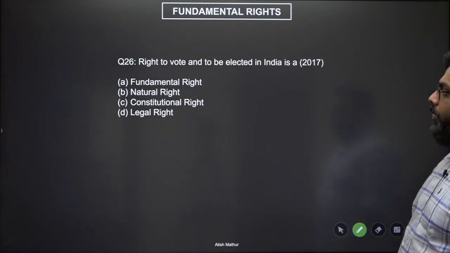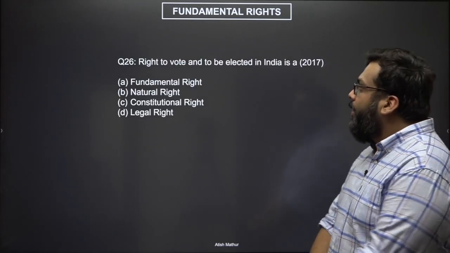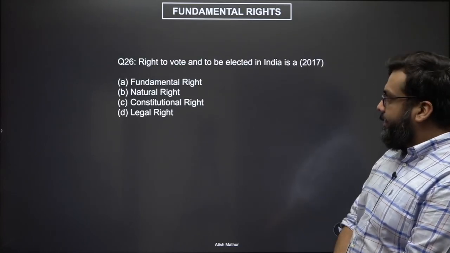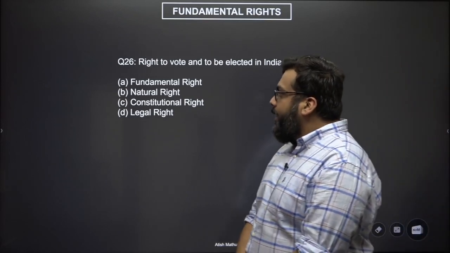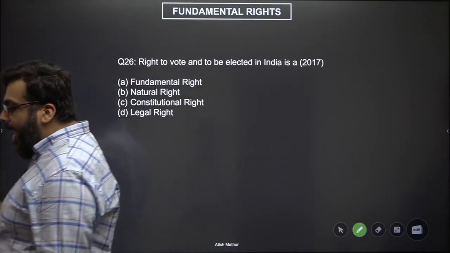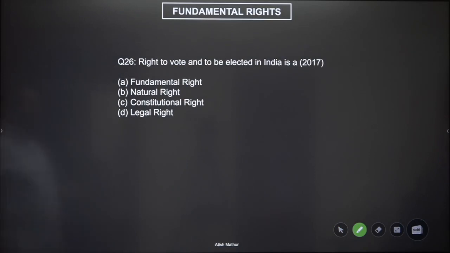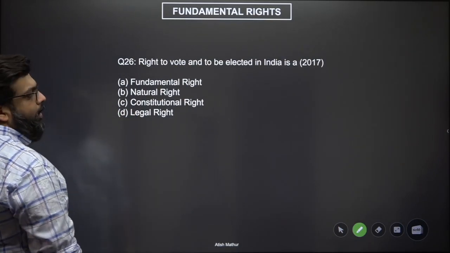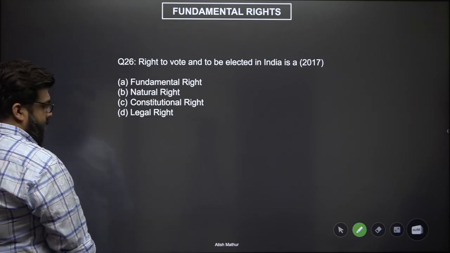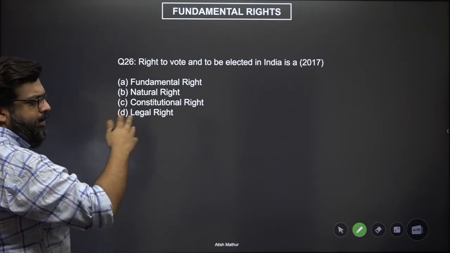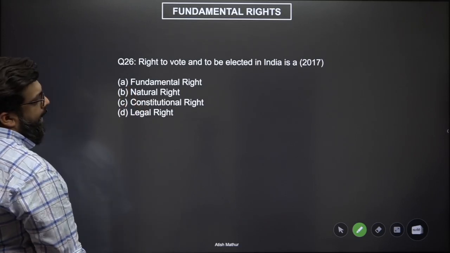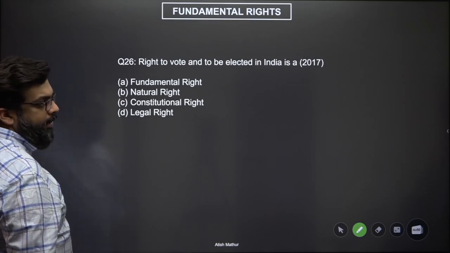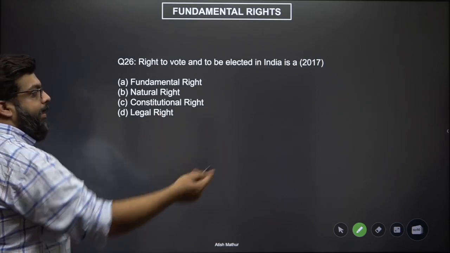Now, a controversial question, but an important one. The right to vote and be elected in India is... Now, the right to vote and be elected. If it was just right to vote, then we would have spoken about it only in the context of it being a constitutional right, because your Election Commission, Article 324, talks about universal adult franchise. But the right to be elected, right? The right to be elected.